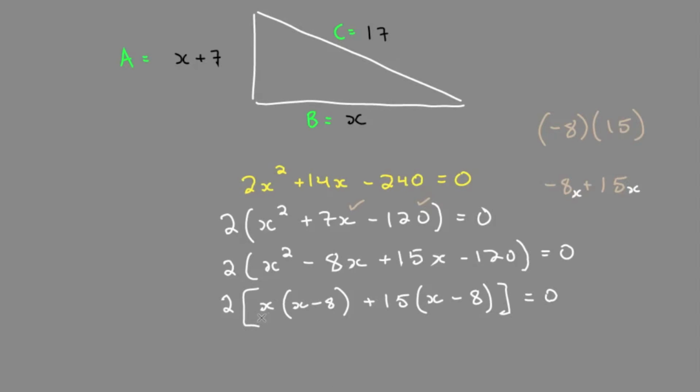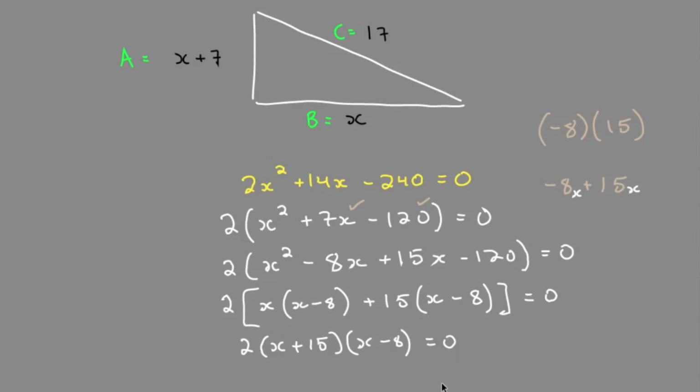Next thing to do is combine the x and the 15 into parentheses. So we'll get x plus 15 times our common parentheses, x minus 8, equals 0. And lastly, we can get rid of the brackets.